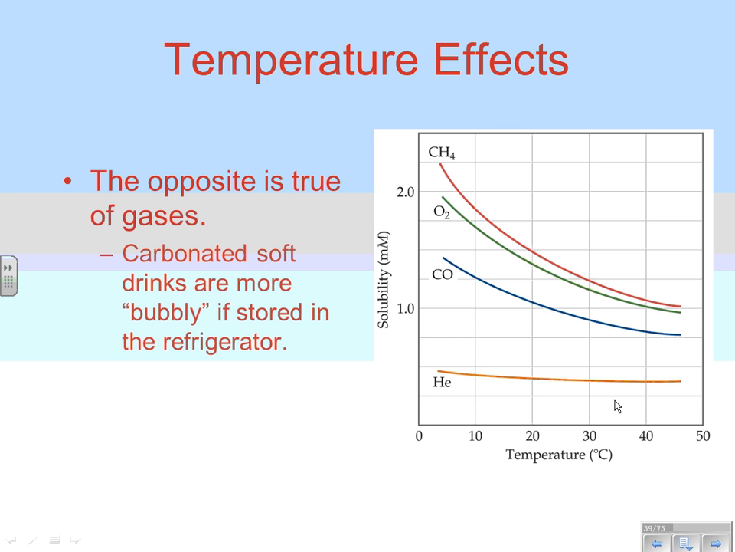So for gases, the opposite is true as it is with solids. The hotter you get it, the lower the solubility is going to be. So carbonated soft drinks are going to be more bubbly when they're stored in the refrigerator, because in a cold environment, when you open it and its solubility drops through Henry's law, it's going to escape more slowly if its solubility is higher because it's colder. So one of the ways to keep your pop from going flat is to try and keep it colder longer. That's really why we put pop on ice.